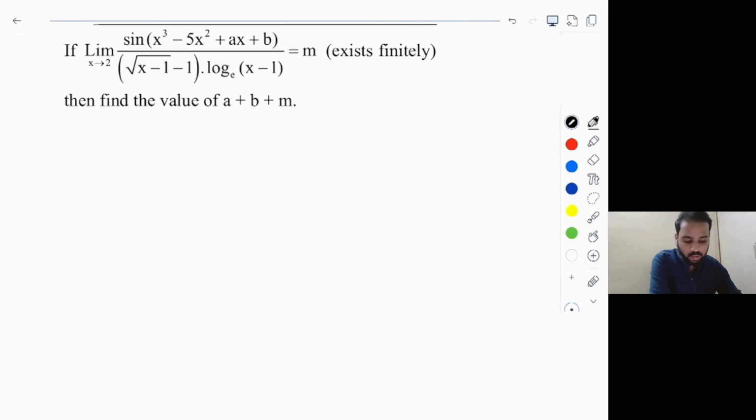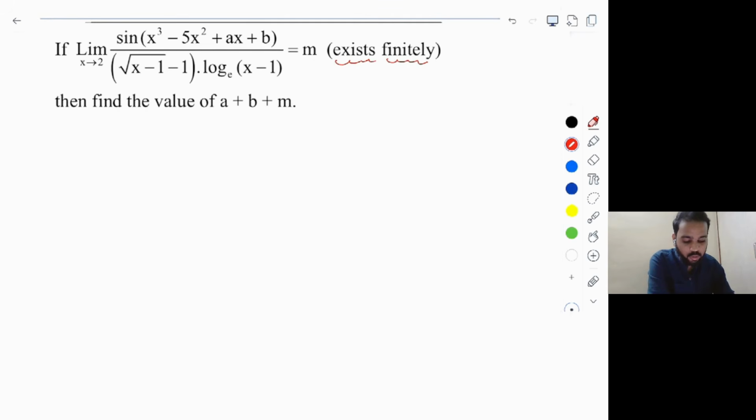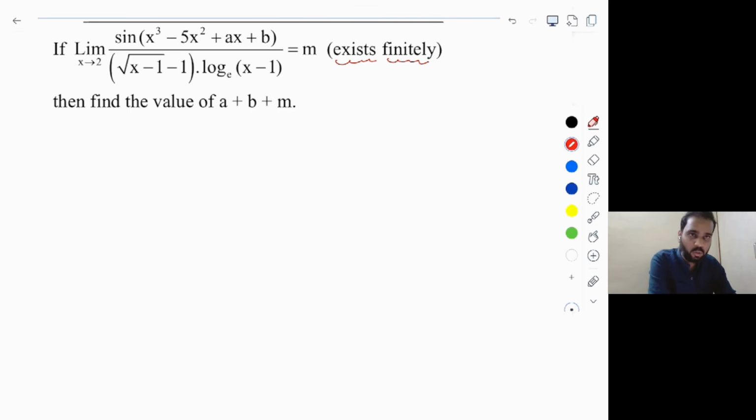So it's a question from limits, obviously. So they are saying the limit of this entire function is equal to m, exists finitely. Let's concentrate here. Exists and also it is finite. And then we have to find out the value of a plus b plus m here. Okay. So first thing, you have two parameters a and b, which means you need two equations to solve the two unknowns.